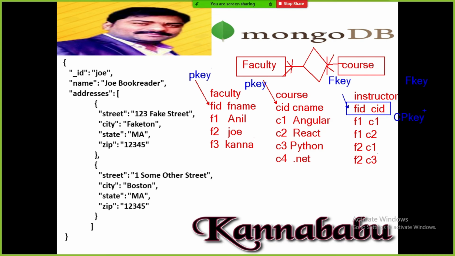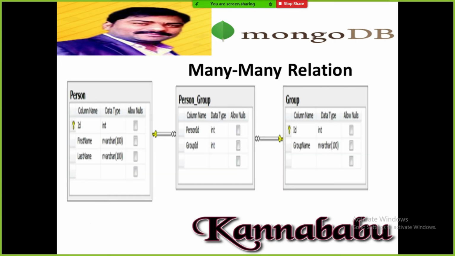But in MongoDB, what happens is that within the document you have to create another document for the many to many relation. Here in this example, you see I have two tables. One is the person table, the other is the group table. The person table consists of first name and last name, and ID. The group table consists of ID and group name.